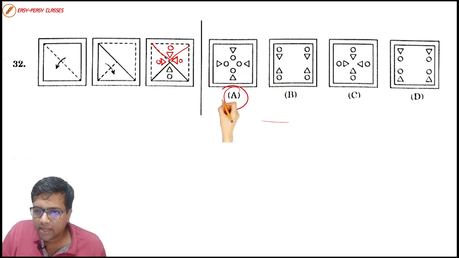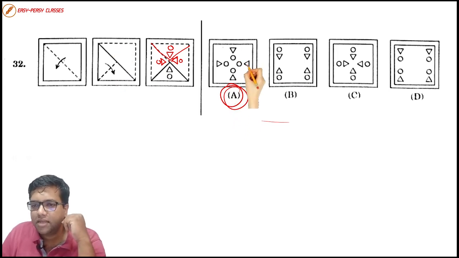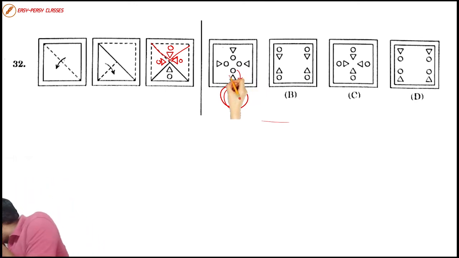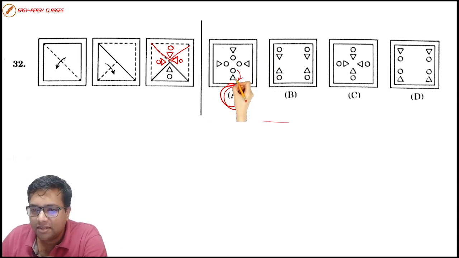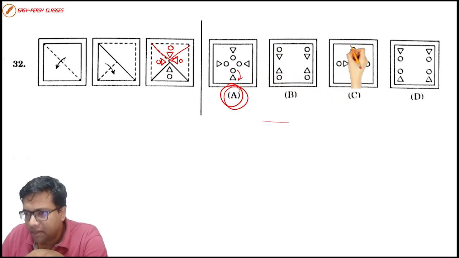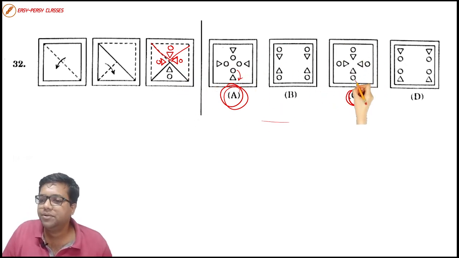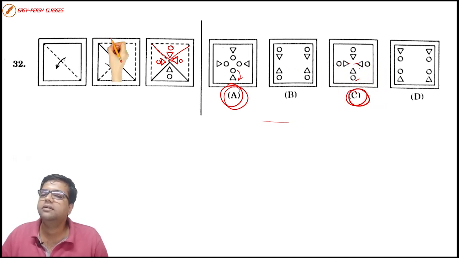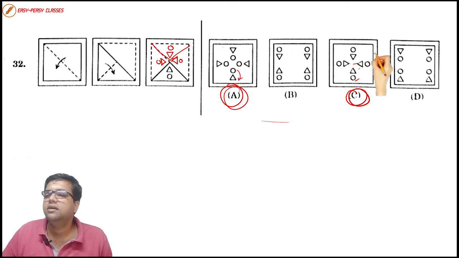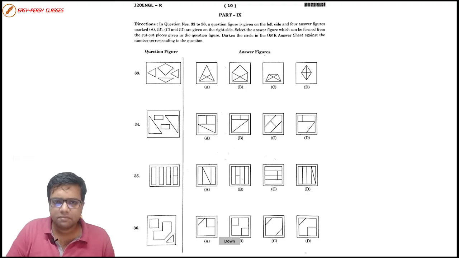Where do we have it? In option number A? No, we don't have it. The triangles are coming below the circle, right? We have triangles below the circle, and in option number C we have our required answer. See, we have triangle, below we have circle. All the triangles are pointing towards the center. We have the circles beside the triangle, so option number C becomes the right answer. Let us move on further.